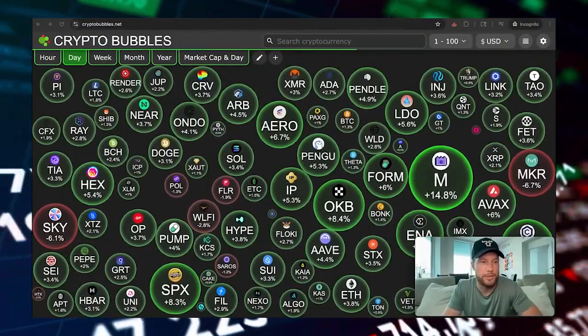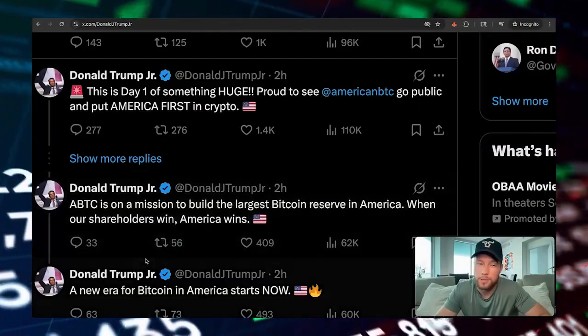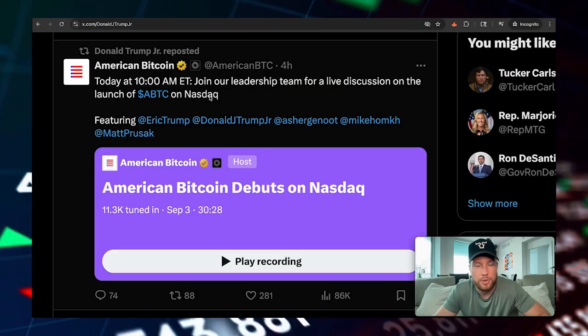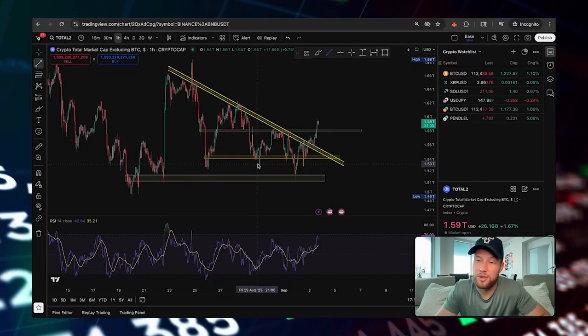With the crypto market bouncing over the past 24 hours, Donald Trump's son is bold posting saying a new era for Bitcoin in America starts now. American Bitcoin debuts on the NASDAQ today. And now we're seeing a reversal in the altcoin market.